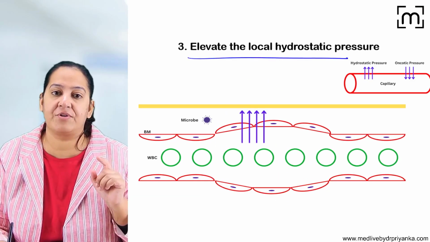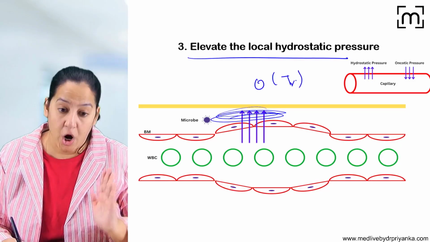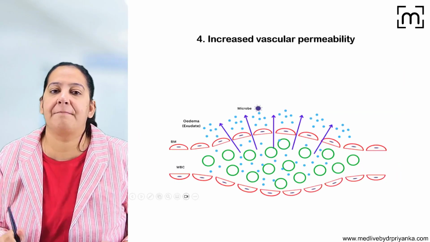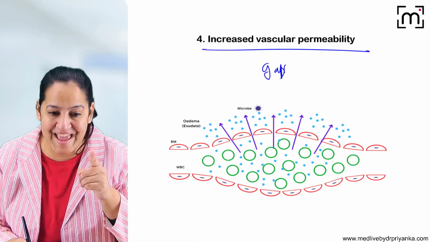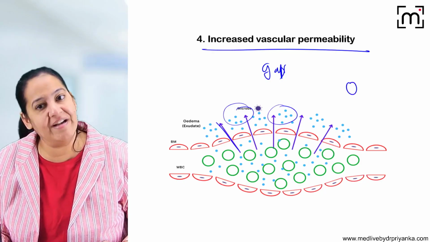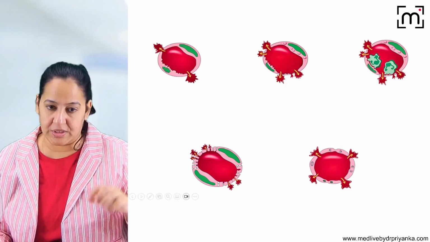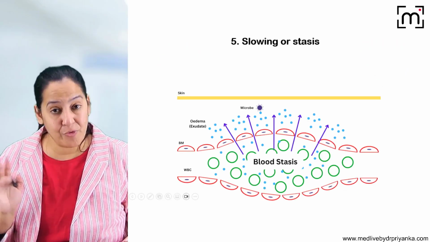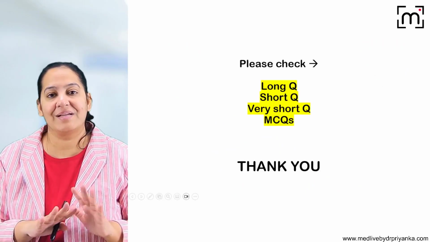The third is increased hydrostatic pressure, which leads to edema. Which edema? Transudate edema. Outward pressure is more, inward is less, so there is an imbalance. Increased vascular permeability means gaps are formed. You can appreciate the gaps. From the gaps, the protein and the cells are coming out. So again we have edema, but this time it's exudate. And there are 5 mechanisms to create the gaps. You know them. And finally, there is stasis. And to prove that, we have the Lewis triple response experiment. You get a short note on that also.